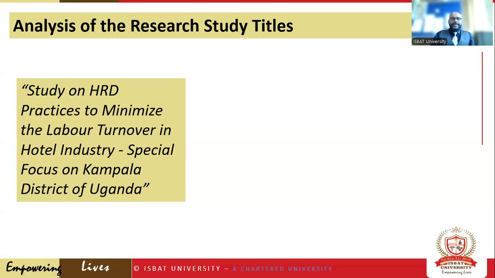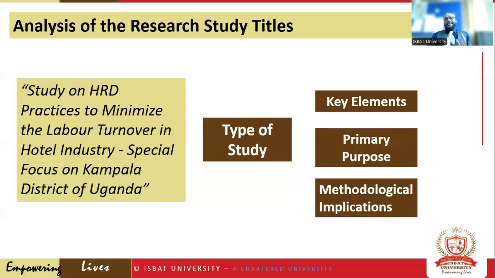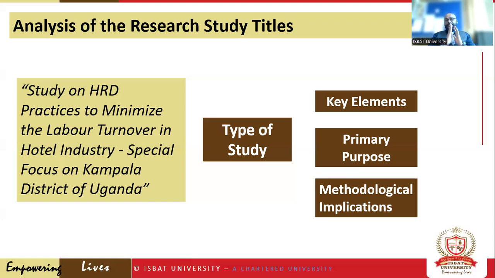So if you look at this title itself, the type of the study, I am going to assess the type of the study using key elements, primary purpose, and methodological implications. Now, what are the key elements of this study? HRD practices will come in that one, isn't it? Labor turnover is another thing. Minimum labor turnover is another thing. And it is specified to the hotel industry. And it is specified to a specific district in Uganda, that's Kampala. Now, if you look at the methodological implications, based on these 3 elements, we are going to analyze this research title.